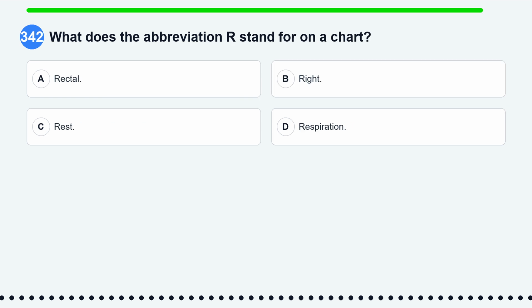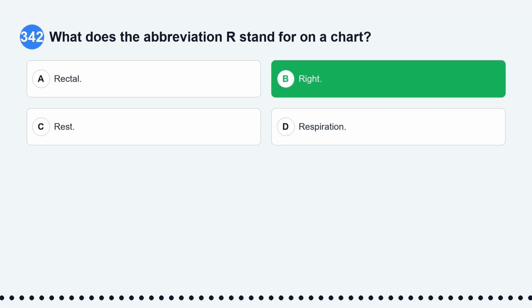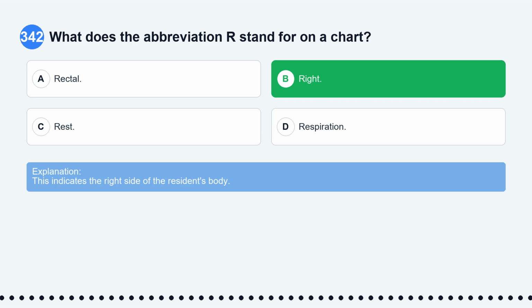Question 342. What does the abbreviation R stand for on a chart? Option A, rectal. Option B, right. Option C, rest. Option D, respiration. The correct answer is option B, right. This indicates the right side of the resident's body.